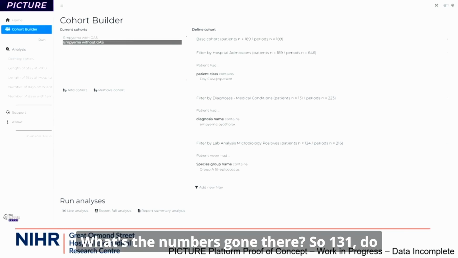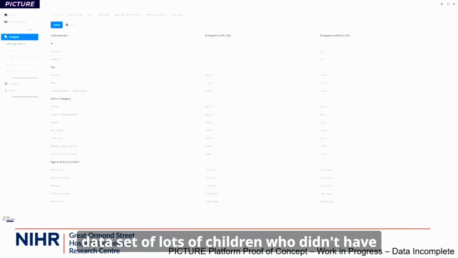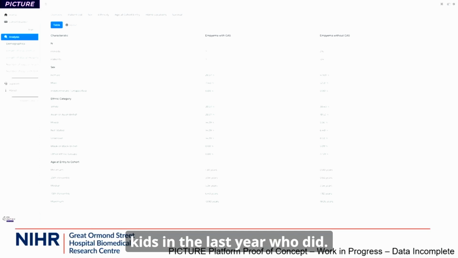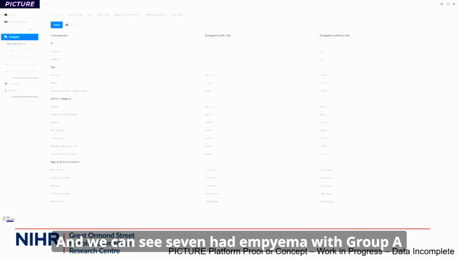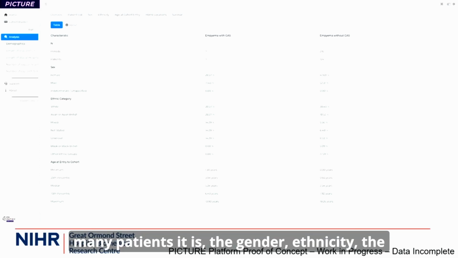Where's the numbers gone there? So 131 do and don't. And we can just build this massive data set of lots of children who didn't have group A strep from years and years and years of GOSH data versus the kids in the last year who did. And we can see 7 had empyema with group A strep and 216 I think without, so we can see how many admissions that is and how many patients it is, the gender, ethnicity, the age they come into the cohort.